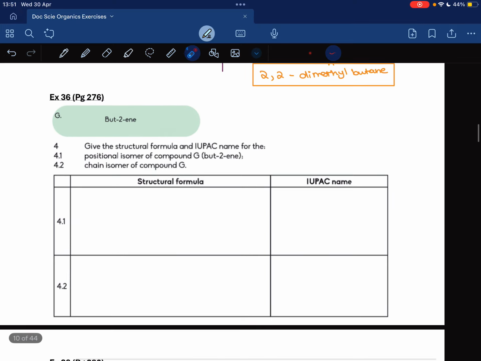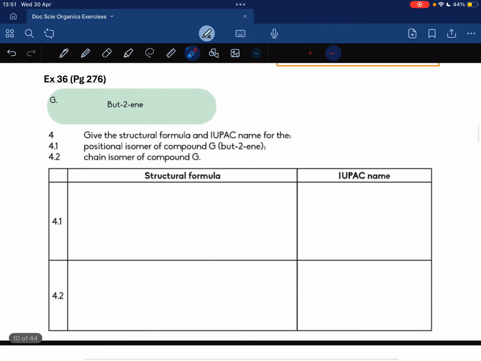Okay, then we can try exercise 36 on page 276. So we have number 4. It says give the structural formula and IUPAC name for the following. So 4.1 is the positional isomer of compound G, and 4.2 is the chain isomer of compound G. So pause, try it yourself, and then we can go through it together. Okay, so it's butene.